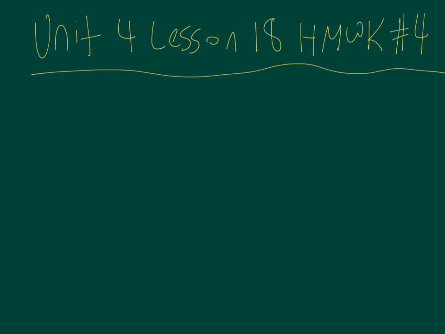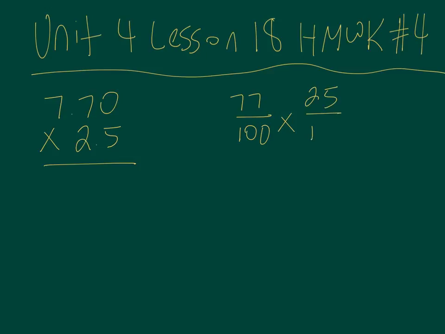So basically, we are multiplying 7.70 times 2.5. Now, the way that students were taught to do this was to change the decimals to fractions. So 7.70 is the same thing as 77 over 100, and 2.5 is the same thing as 25 tenths. Because this is in hundredths, that's why this is here. This is in tenths, that's why this is here.